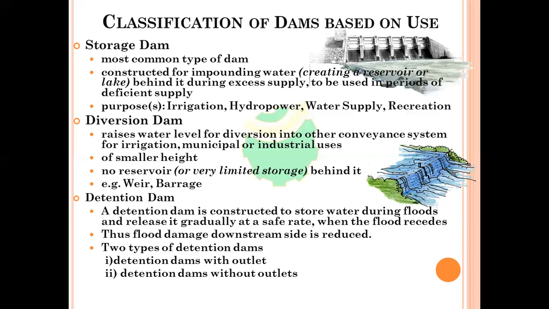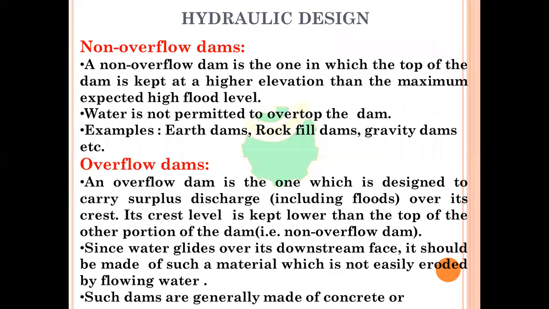Next, detention dams. A detention dam is constructed to store water during floods and release it gradually at a safe rate. When the flood recedes, the flood damage on the downstream side is reduced. There are two types of detention dams, with outlet and without outlet. Next, classification based on hydraulic design.